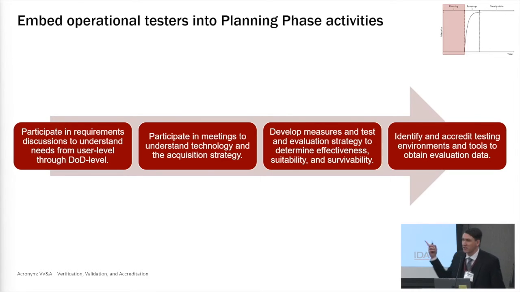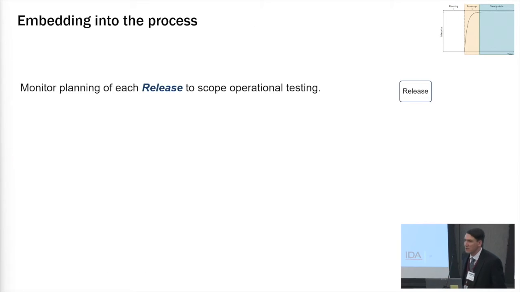And then also participating in that accrediting of the environments to obtain the data you need for the evaluation. And then once that's done, now we talk about embedding into the process. This is maybe more for those cyclic pieces of the iteration, but also could be done during ramp up.